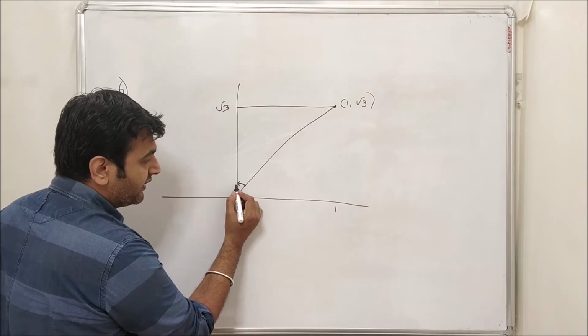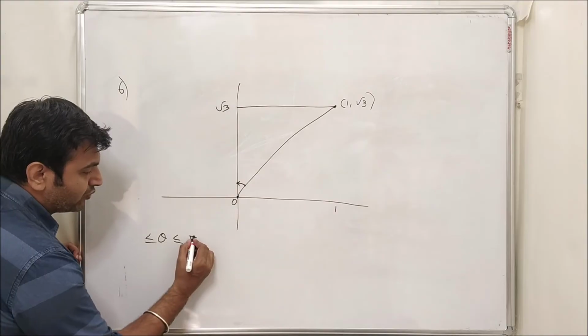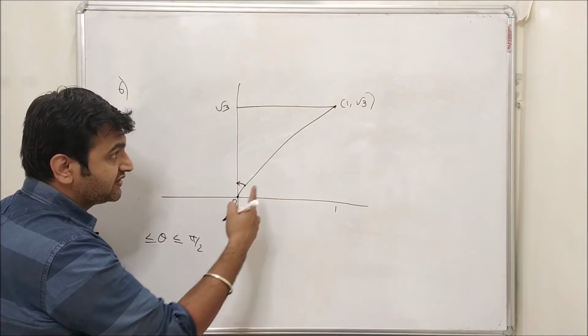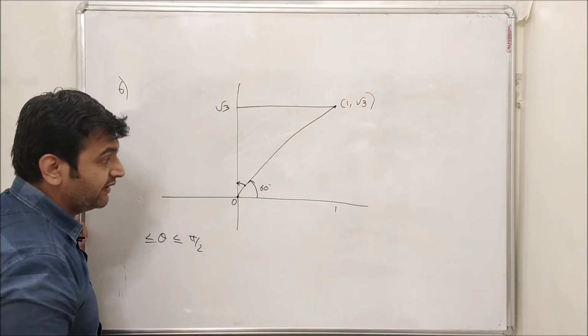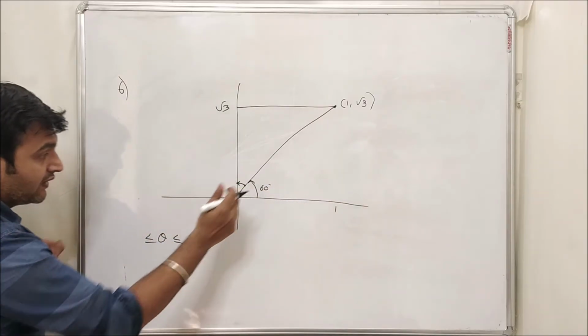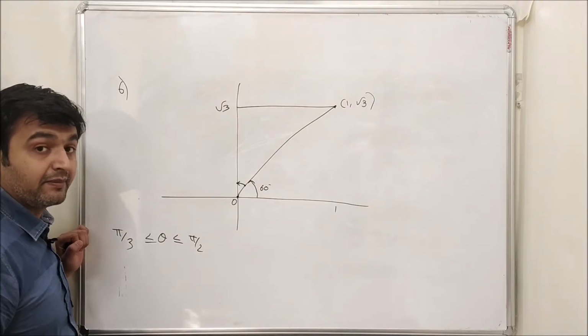Now again, your theta will be this much part, right? It is starting from here and going till here. So theta, I know it is going till pi by 2, because the y-axis is nothing but pi by 2. It is starting from here. And we just now saw how much this angle is. We saw that this is 60 degree, because tan theta was opposite upon adjacent. So this is nothing but your pi by 3. So theta is pi by 3 to pi by 2.